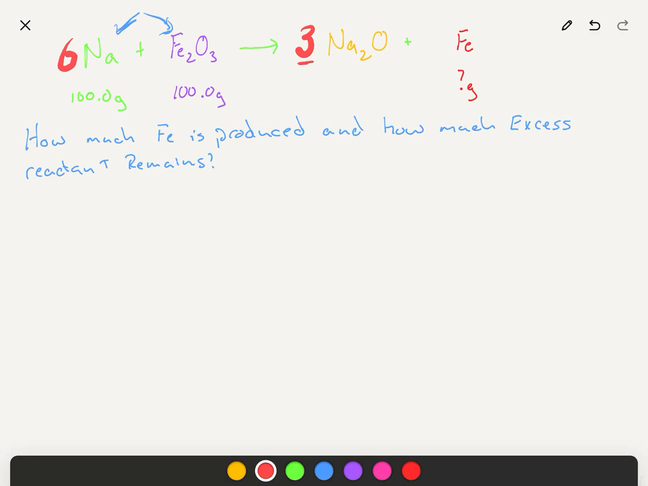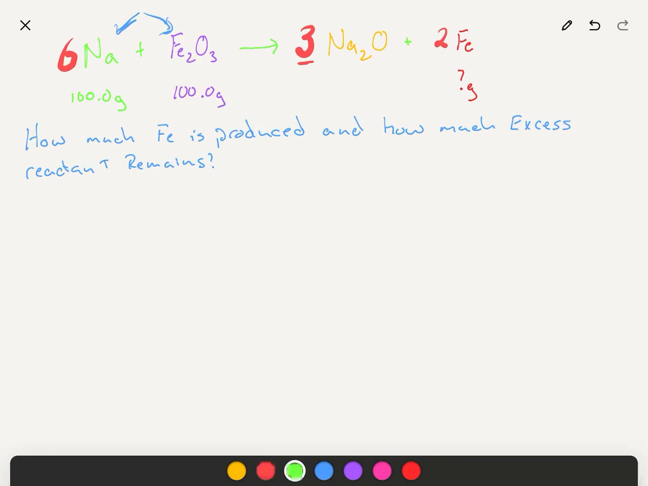And we have 2 iron on the left, so we need a 2 there. And then our oxygens are balanced. So that one was pretty easy to balance. Let's identify that we needed to balance the oxygen first, and then everything else came together. So the next step is determining how many moles of sodium we have and how many moles of iron(III) oxide we have with our 100 gram values.